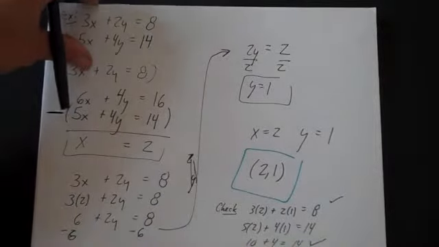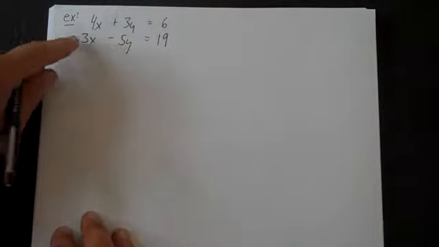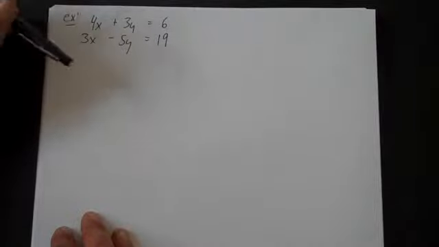Let's do another example. This is a slightly more difficult problem because in this one we're going to need to multiply both equations. So the first thing we're going to do is see if any of the variables are the same. They're not. So here we have two different possibilities.